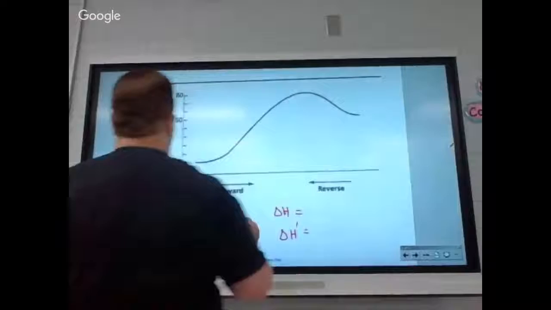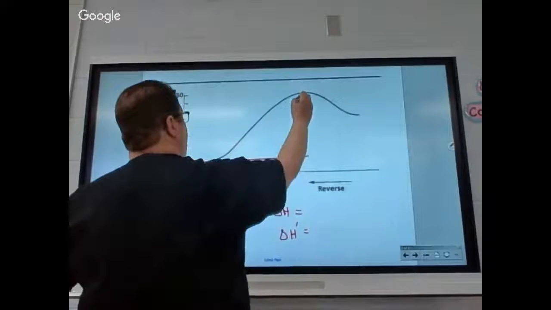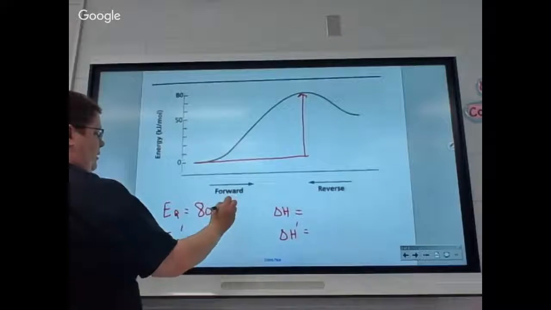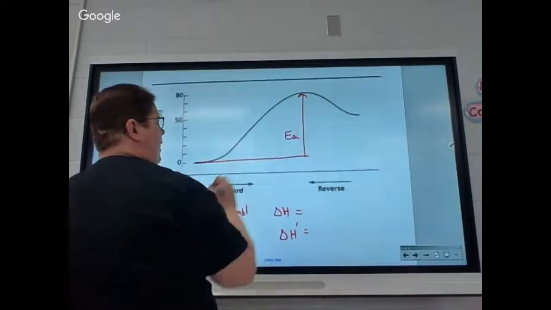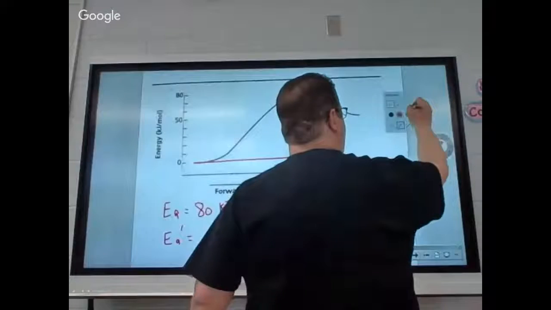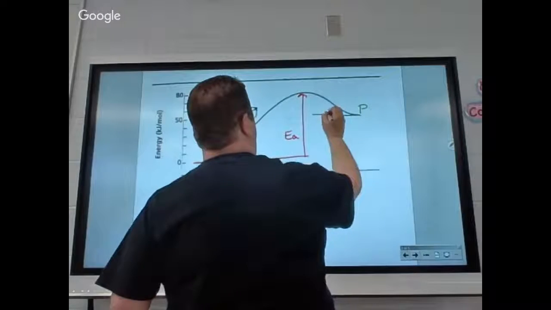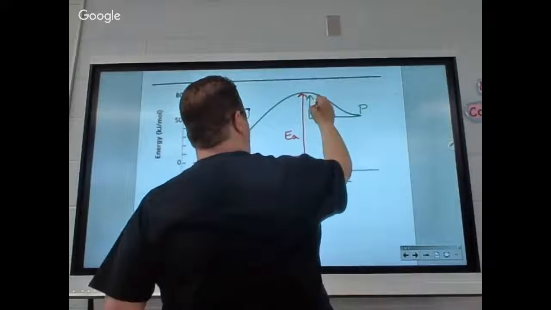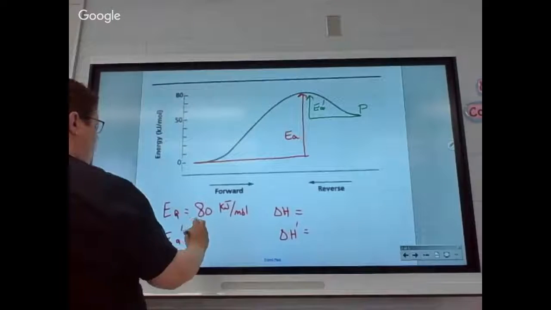All right, so EA goes from where to where? It goes from reactant to the top of the curve, so 0 to what? 80. So EA will be 80, okay? And EA reverse goes from where to where? From the products to the top, which will be, what did you estimate, 50? All right, 50 to the top, which would be 50 to 80, so 30?